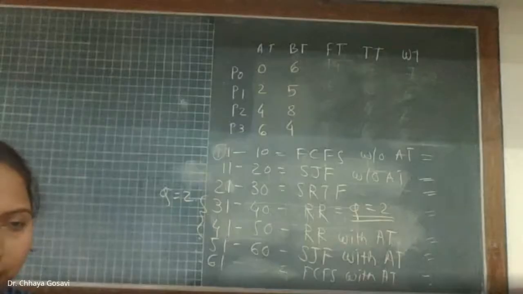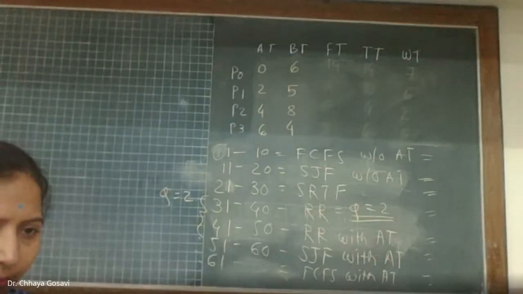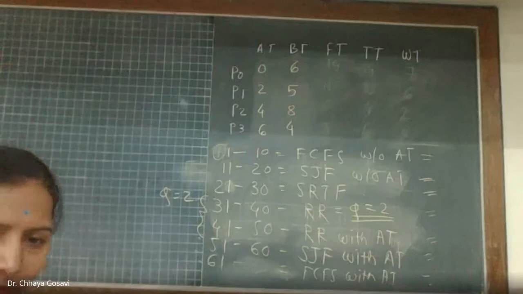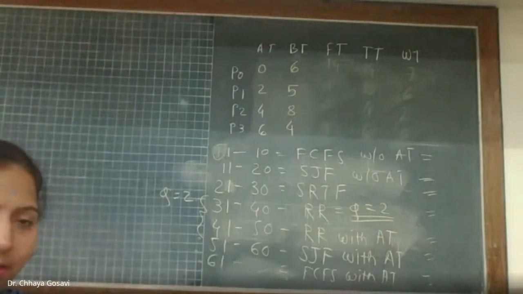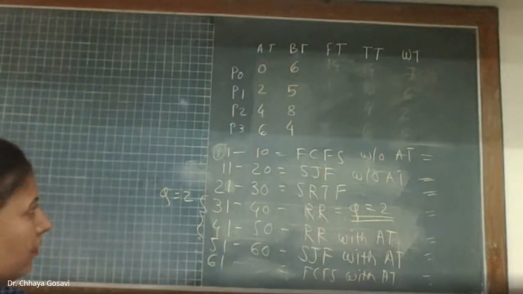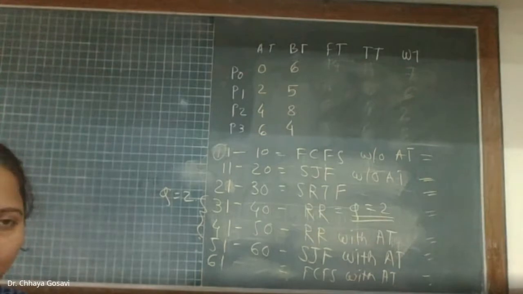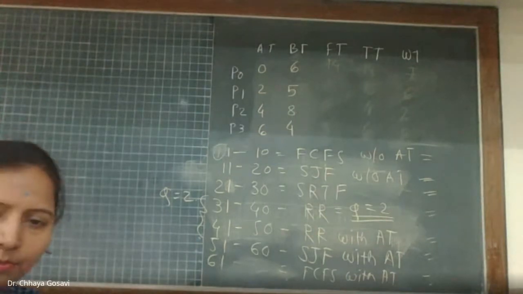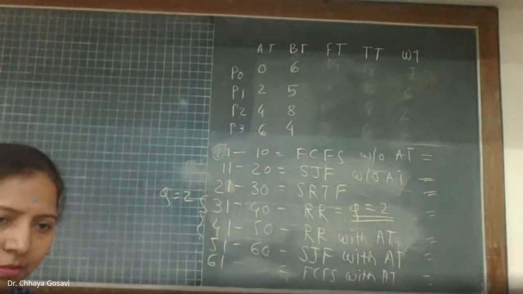Aparna, roll number 3. Nine. Go to calculate without arrival time. Anjali. Roll number 9. Sorry, roll number 6. Shivani. Roll number 10.